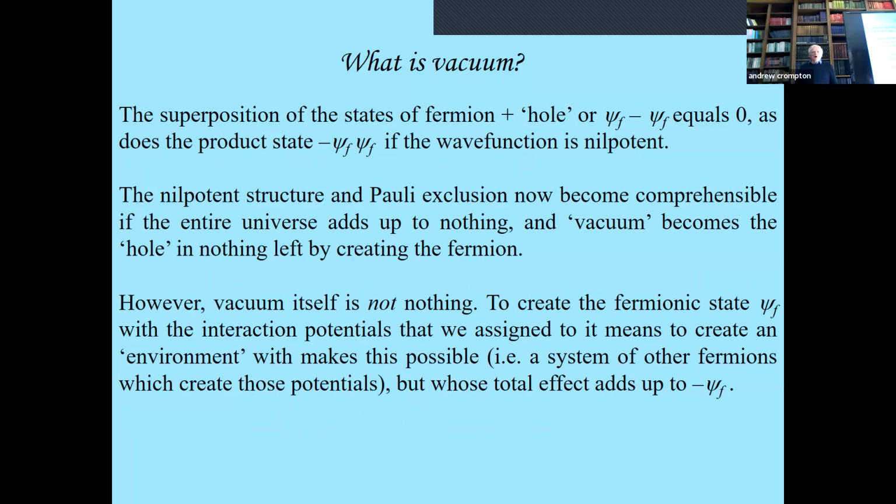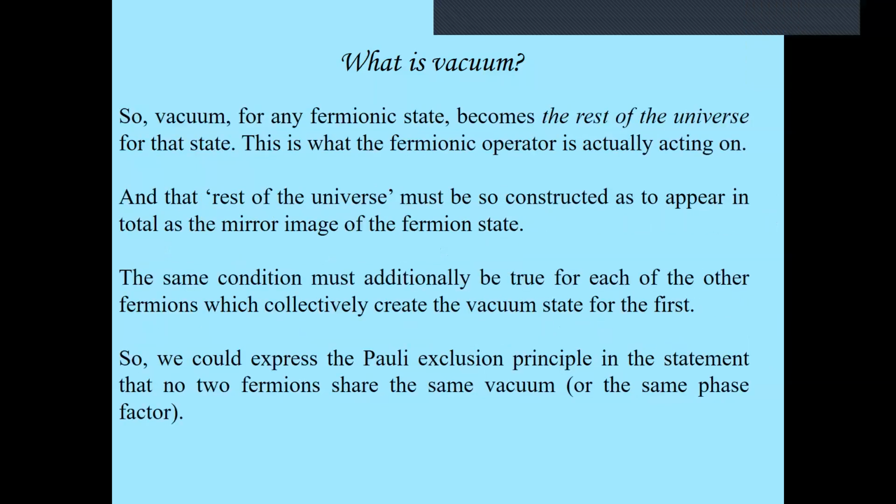So it's comprehensible only if the entire universe adds up to nothing. And vacuum is the hole in nothing left by the fermion. But of course, vacuum isn't nothing, because a hole in nothing isn't nothing. To create the fermionic state with all those interaction potentials, we've got to create the environment which means that fermion can exist. So the whole environment of the fermion is what we mean by vacuum. And all its effects have to add up to minus psi f. So the vacuum for any fermionic state is the rest of the universe, which makes that state possible to exist. And it must be a mirror image of the fermion state when you add up everything together.